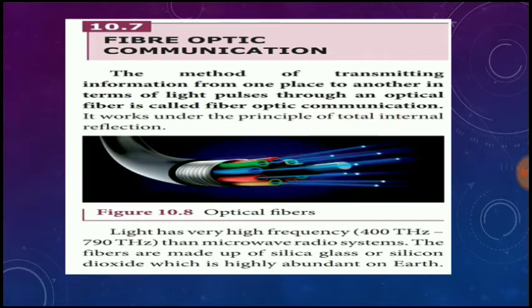And the range: light has very high frequency, 400 terahertz to 790 terahertz. Okay. Then microwave radio systems. The fibers are made up of silica glass. This is also another 1 mark question. Silica glass, or silicon dioxide, is highly abundant on earth. Okay.